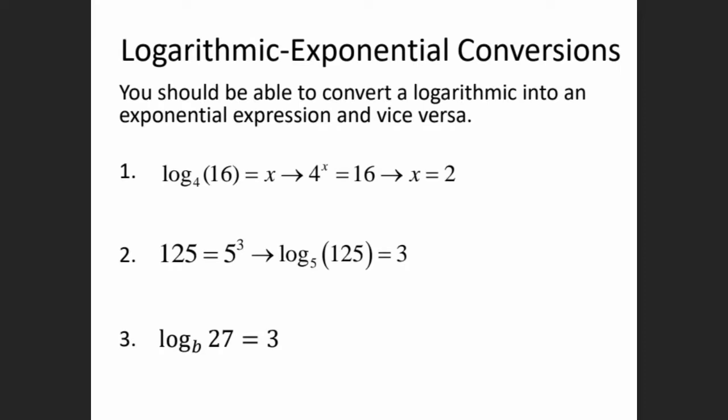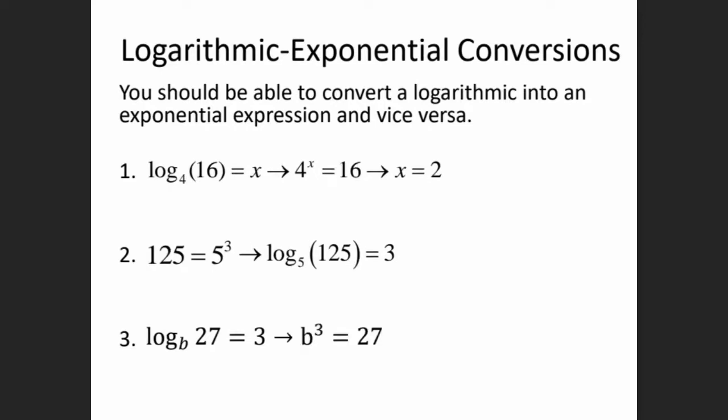No numbers. Log of base b of 27 equals 3. Again, they didn't give me a value for the base, but I can convert this to an exponential. So the exponential expression would be base b. The input of the log is 27, so that becomes the output of my exponent. The output of the log becomes the input of my exponent. So this is b cubed is equal to 27.